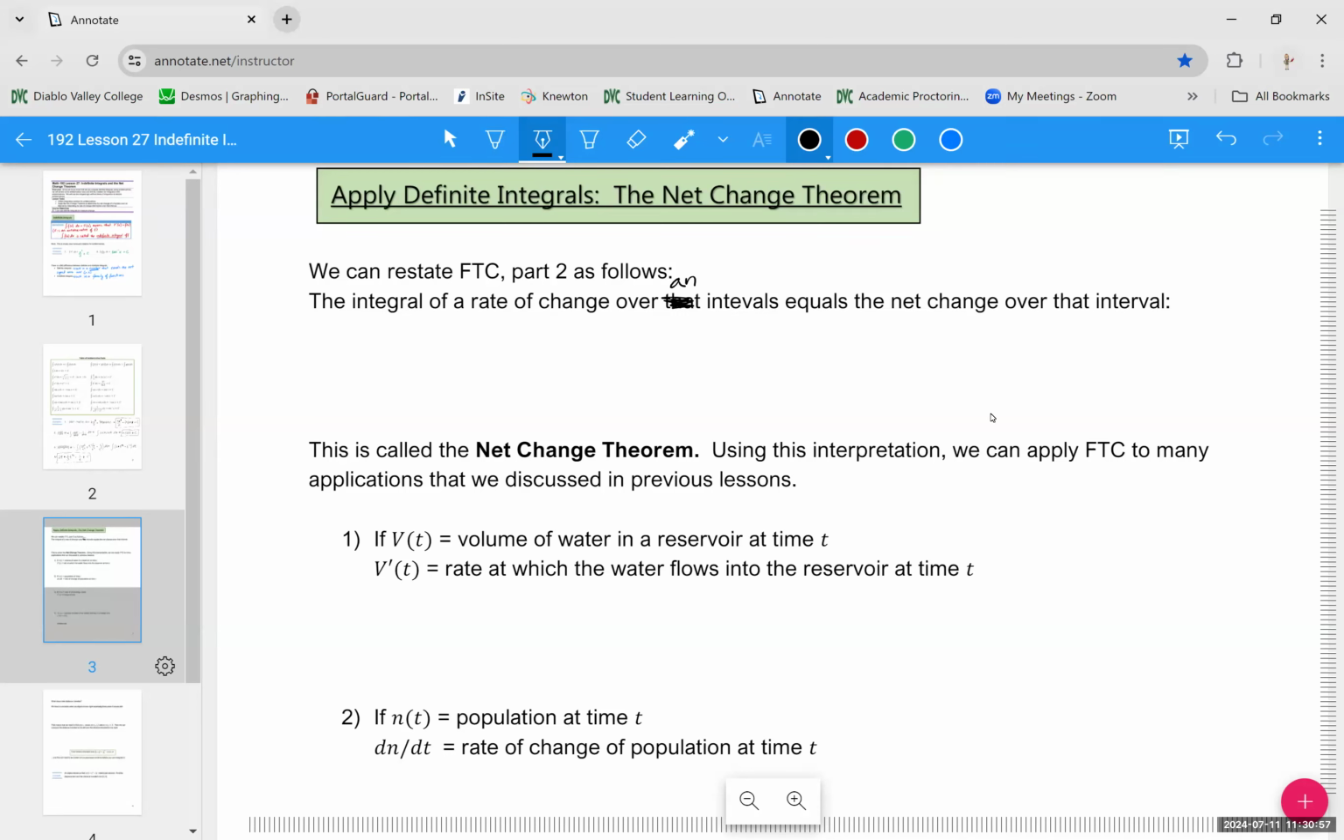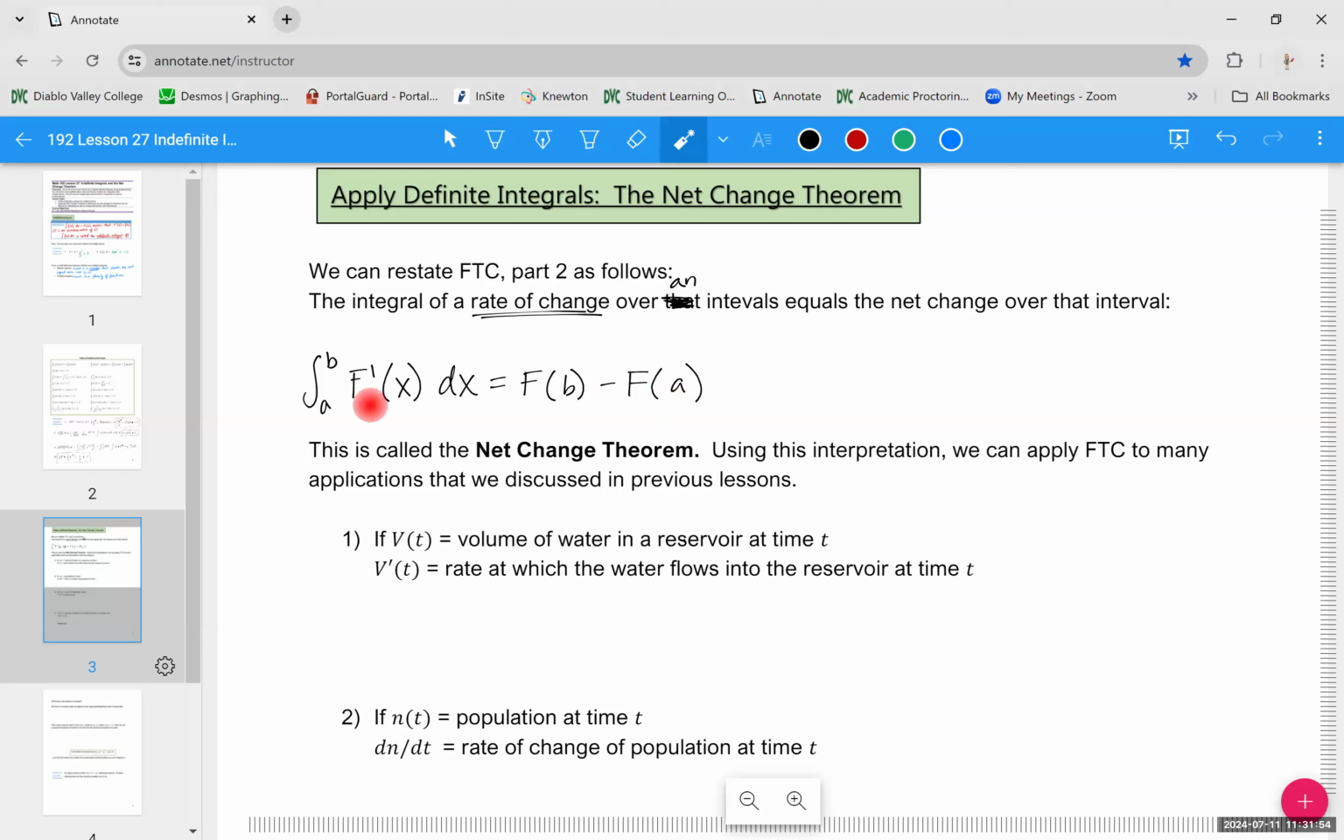Okay, so the integral of a rate of change, the integral of a derivative, equals the net change over that interval. So if we have the definite integral of a rate of change, so of a derivative, we know that that's equal to, remember, we take the antiderivative here, so it would just be f. Notice that this would be the end of the interval, where that function was at the end of the interval, f of b, and here f of a is where that function was at the beginning of the interval, which makes a net change.